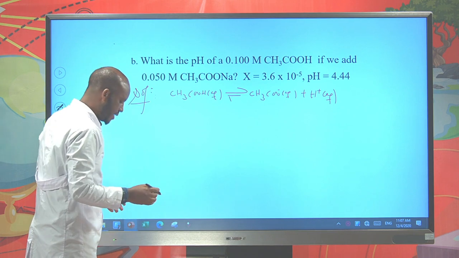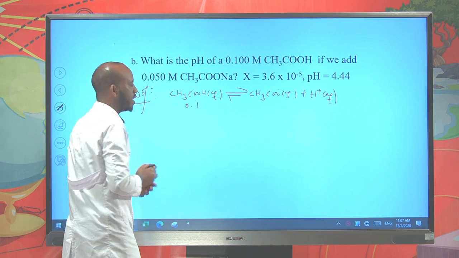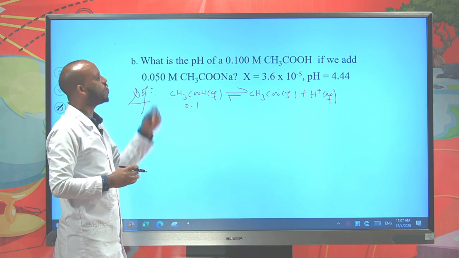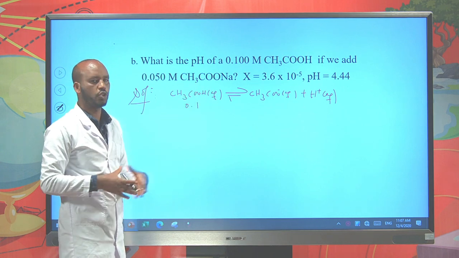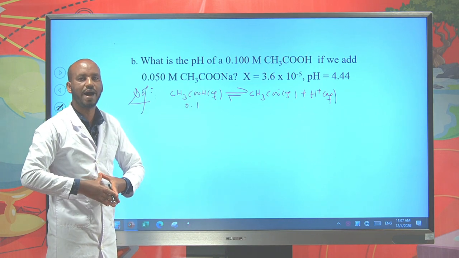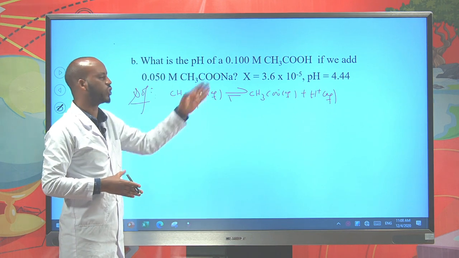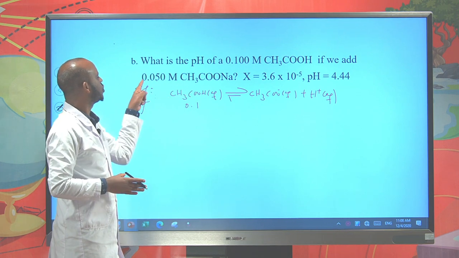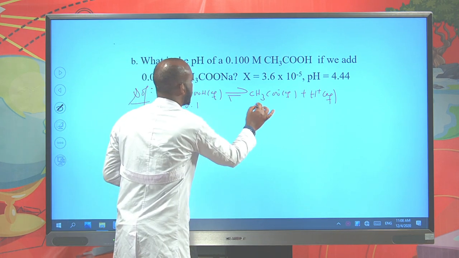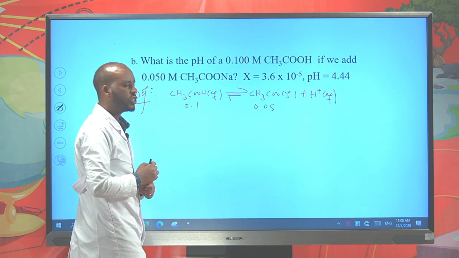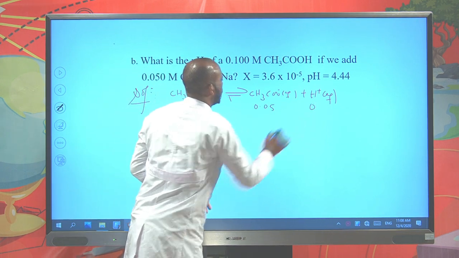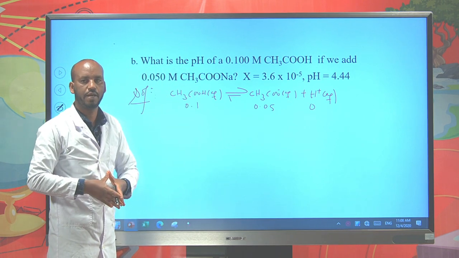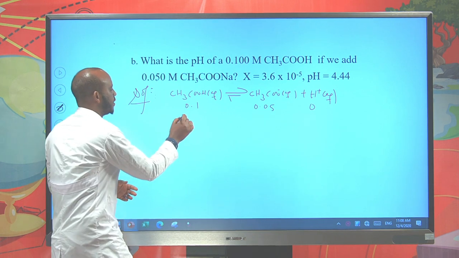Initial concentration of acetic acid is 0.1 mole per liter. Initial concentration of acetate is 0.05, because sodium acetate is a salt, and salts are strong electrolytes that completely dissociate into acetate and sodium plus. Concentration of acetate is 0.05. Initial concentration of H plus is 0. Change. Let X amount of acetic acid be dissociated. Its concentration is decreased by X, minus X.